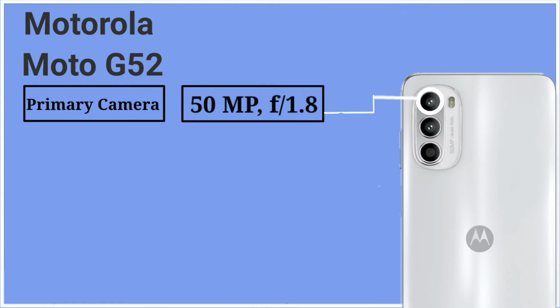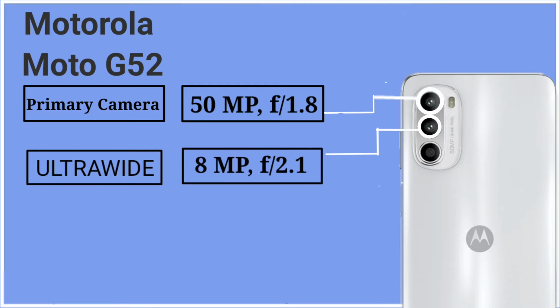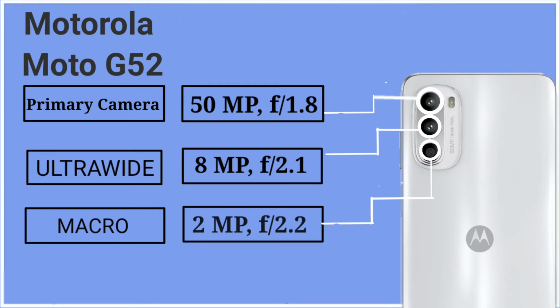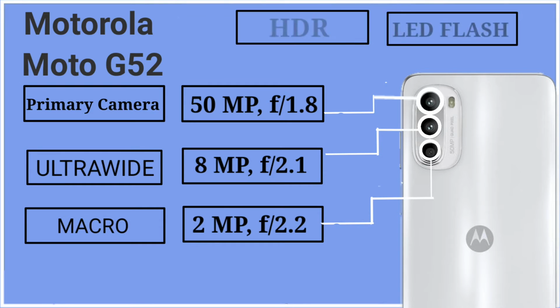Let's talk Motorola G52. It also has a triple camera setup and its primary camera is 50 megapixel, aperture 1.8, ultra wide of 8 megapixel, aperture 2.1, and macro camera 2 megapixel, aperture 2.2, and LED flash and HDR.